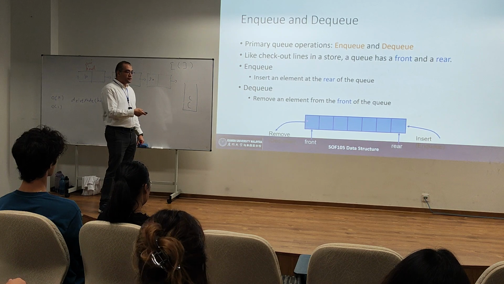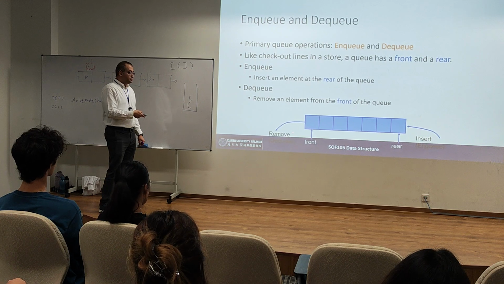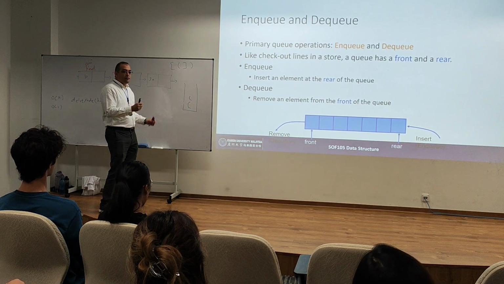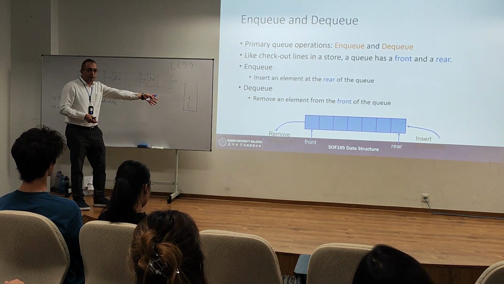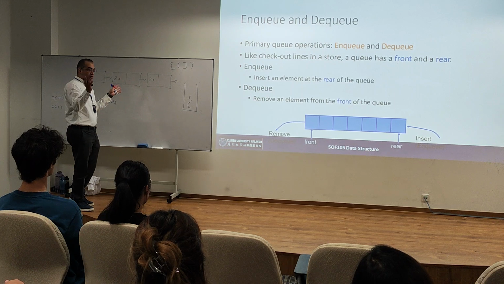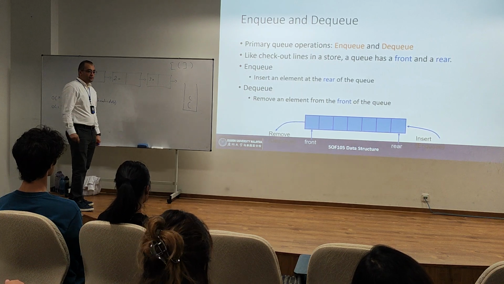Which one is the front? Array of what? 0. Which one is the rear? The end. Correct? But I will not get an array or queue already full. I will need to fill it all by myself, correct?